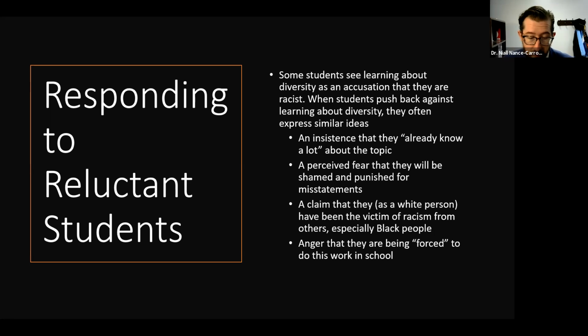For the third one, I try and avoid actually taking that one head on when they submit it in private, which might sound weird, considering obviously that is a false belief they hold. As a white person, they haven't been a victim of racism. If they say it publicly, you've got to push back against it because it's a false definition of racism. They need to know that.